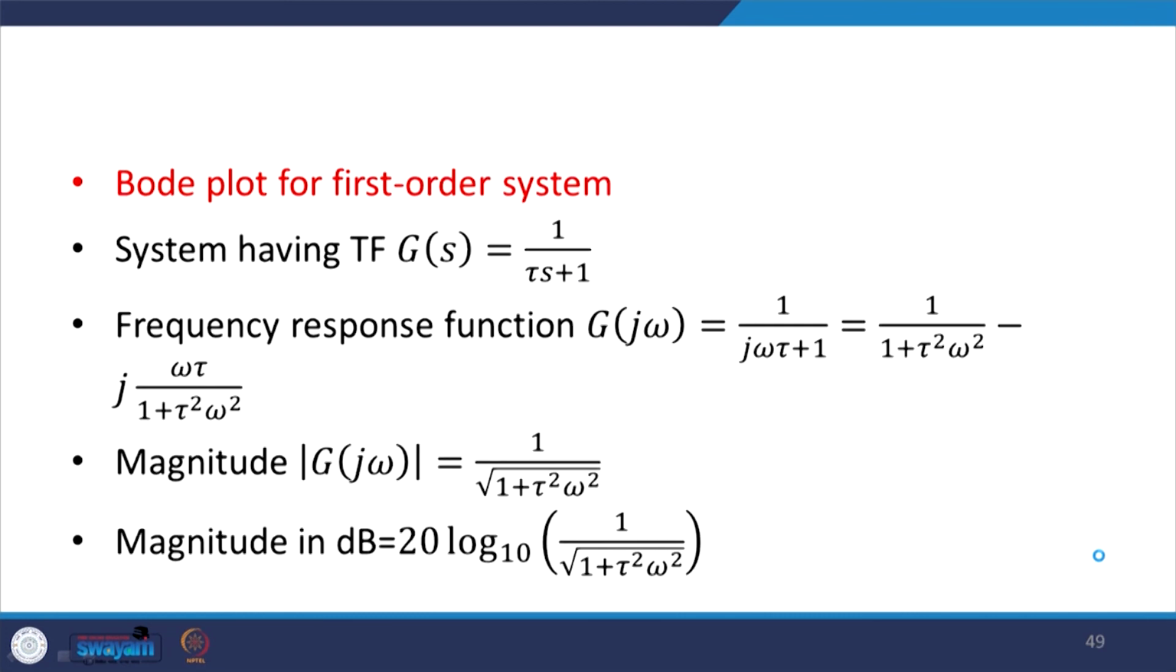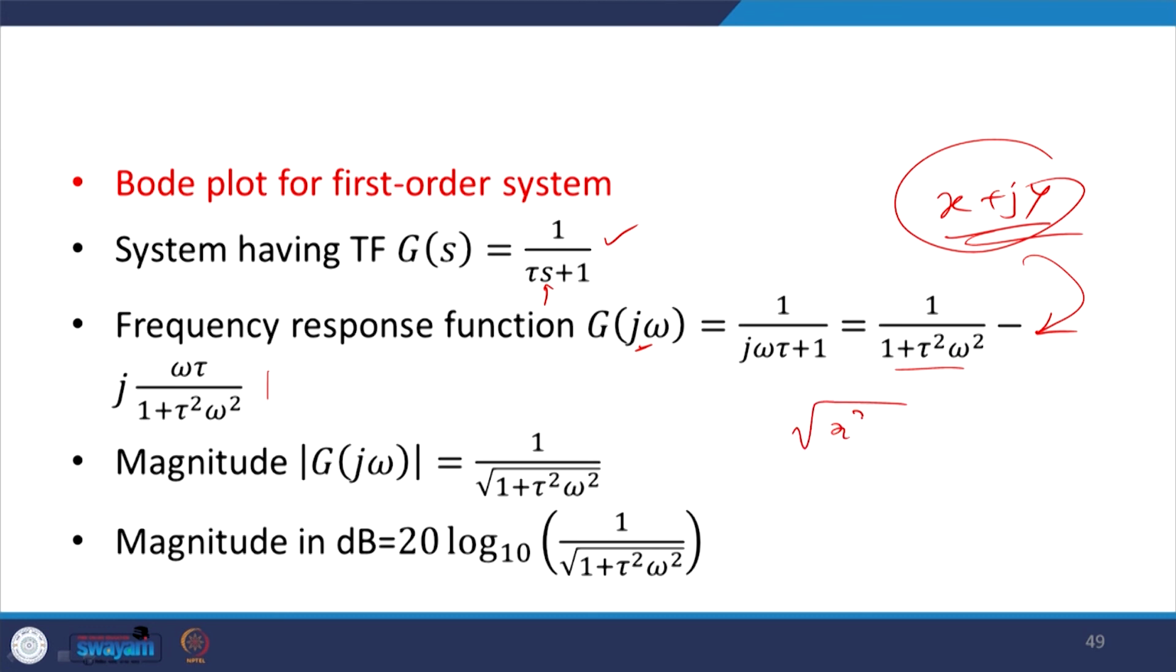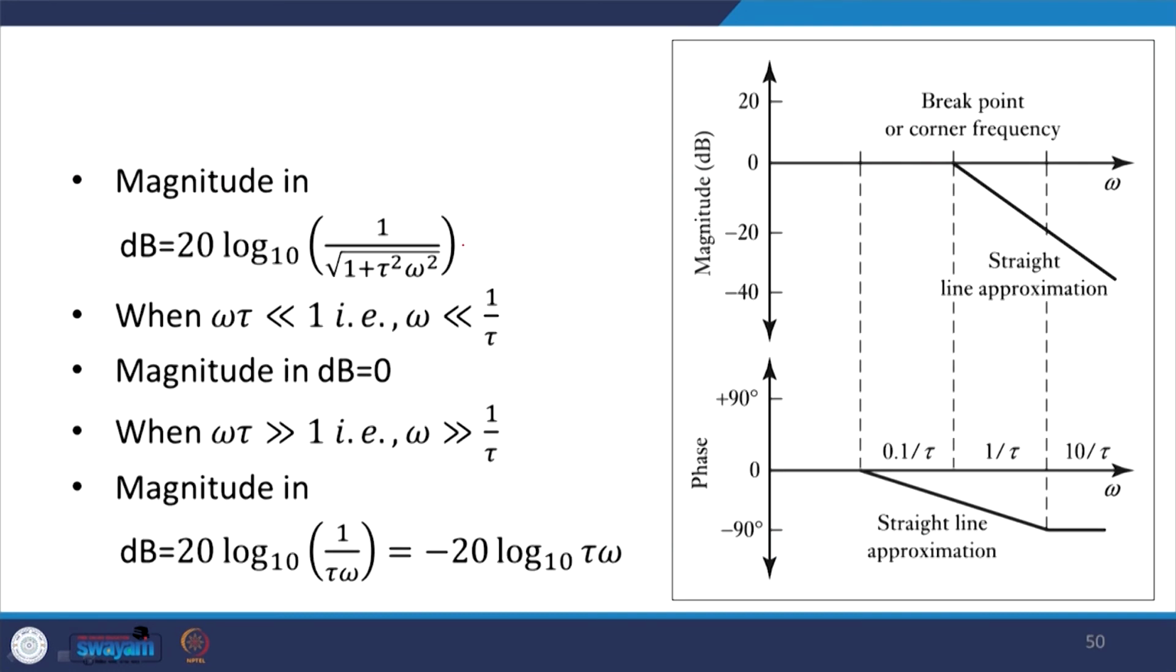And the Bode plot for the first order system, if I want, say, G(s) is equal to 1 by (τs plus 1). So, I replace this s by jω over here, okay, and I write it in the form of the complex notation, that is x plus jy. Okay. So, I write it in this form over here, and then I can find out the magnitude as under root x square plus y square, okay, and this can be written in the decibel form like this. And so, the magnitude is this one.